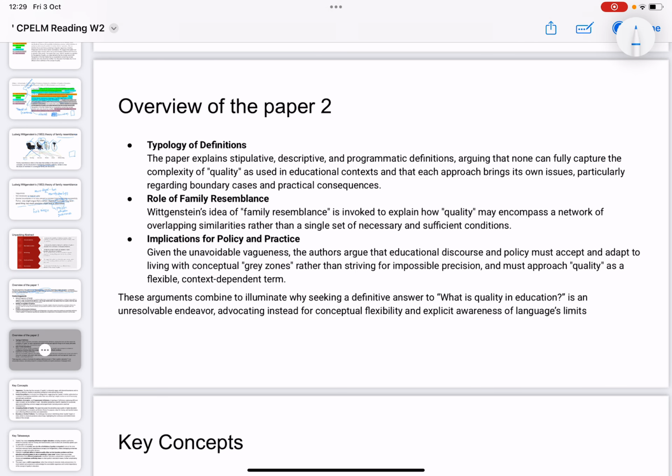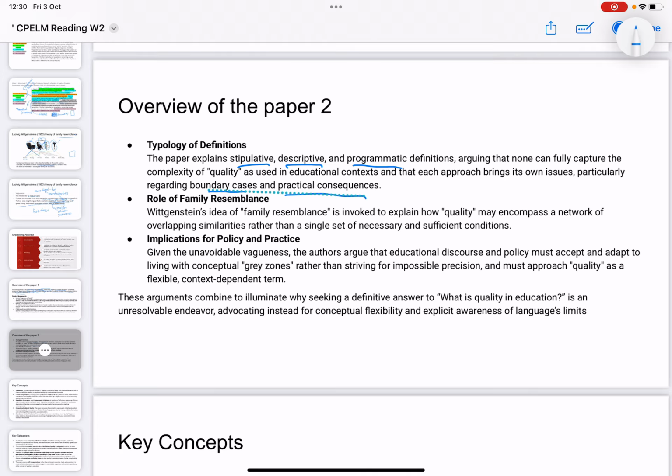Another overview is the typology of definitions. The paper explains stipulative, descriptive, and pragmatic definitions, arguing that none can fully capture the complexity of quality as used in educational contexts, and that each approach brings its own issues, particularly regarding boundary cases and practical consequences. The role of family resemblance: Wittgenstein's idea of family resemblance is invoked to explain how quality may encompass a network of overlapping similarities rather than a single set of necessary and sufficient conditions.